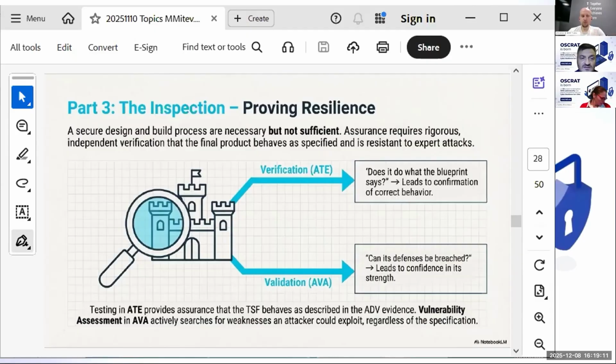Verification checks conformance to the specification. Validation, on the other hand, checks resistance to attacks. The combination of both creates strong evidence that the product behaves correctly under real-world conditions. This part of the assurance gives users confidence that the product is not only correct in design, but also strong in practice.